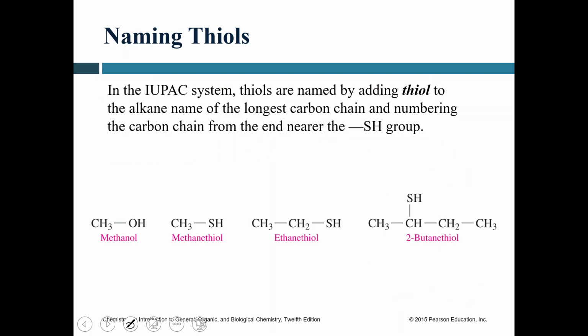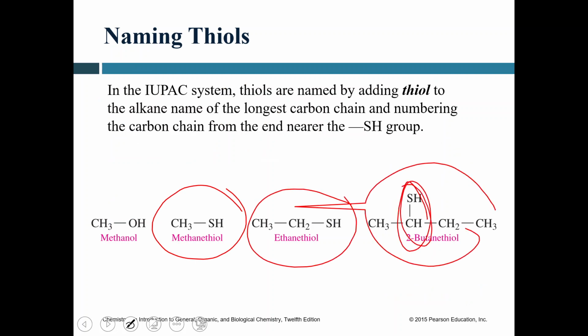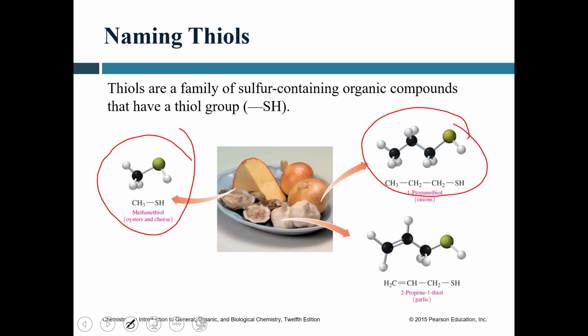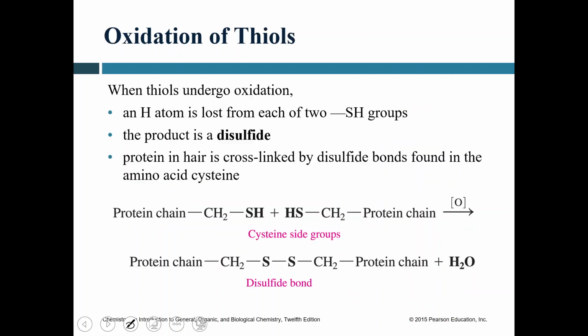propane or methane. So thiols are named by adding thiol to the alkane name of the longest carbon chain, and you number the carbon chains from the end that is closer to the SH group. So methane thiol, ethane thiol, to butane thiol. So here are some examples. Methane thiol is found in cheese and oysters. Propane thiol is found in onion, and propene thiol is found in garlic.